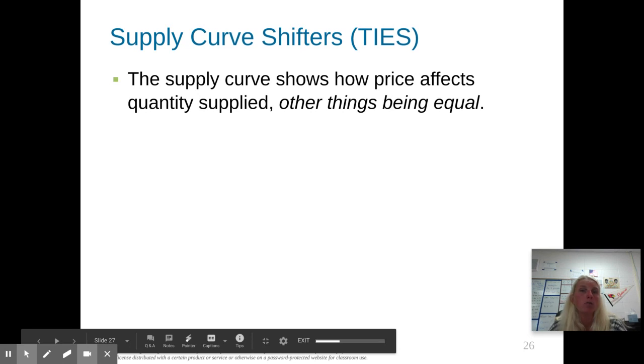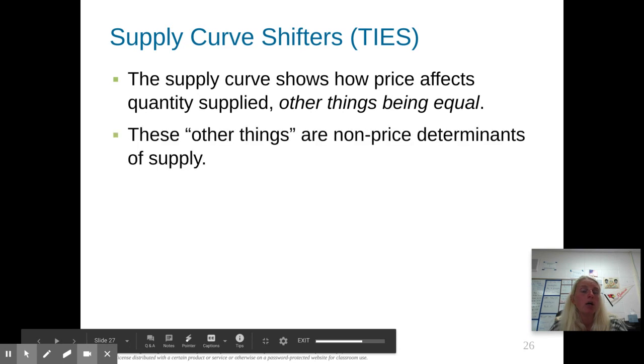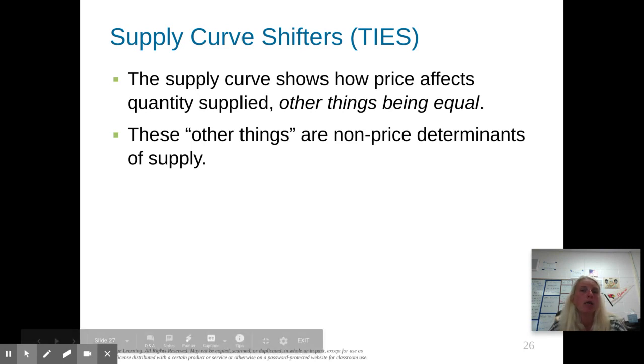Now, the supply curve is showing solely the relationship between the quantity supplied and the price of a business's product. In this case, other things that have nothing to do with the price of that product. We've used lattes in the past. Things that have nothing to do with the price of a latte can make a supply change. And when that happens, the entire curve is going to shift.